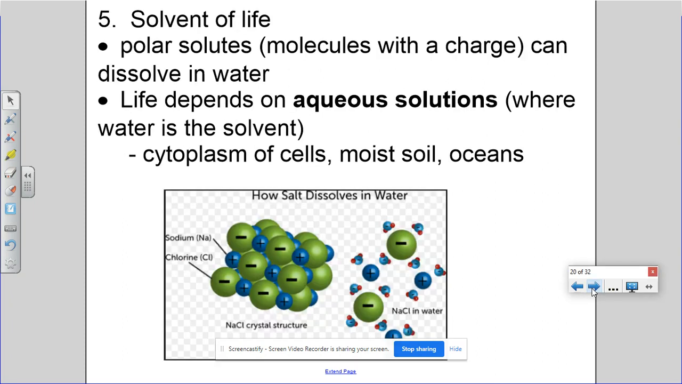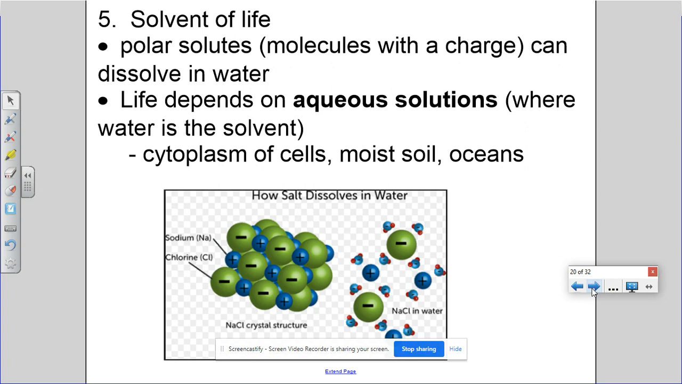The next characteristic is that water is the solvent of life. Solvent is something that dissolves a solute. So polar solutes are going to dissolve in water. All of life depends on aqueous solutions. This is where water is the solvent.